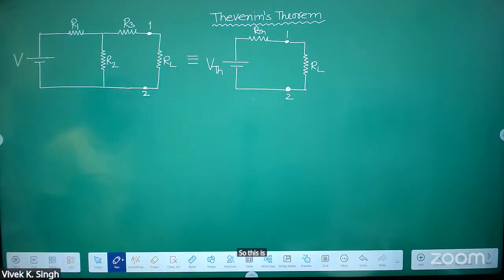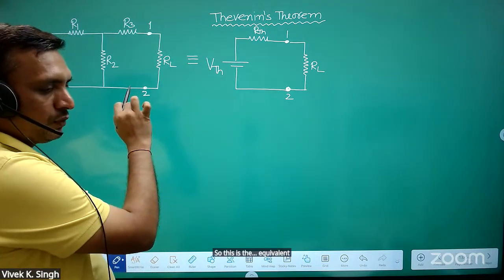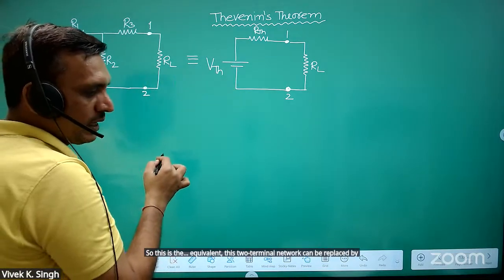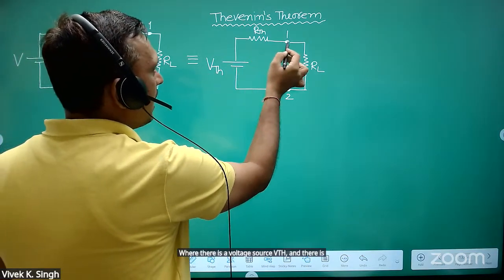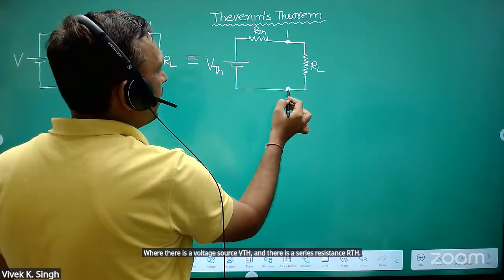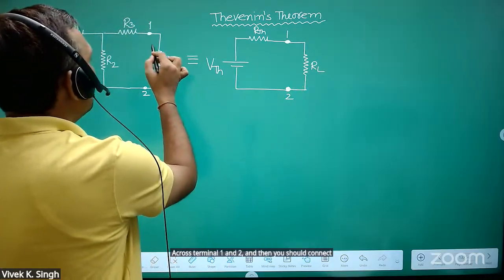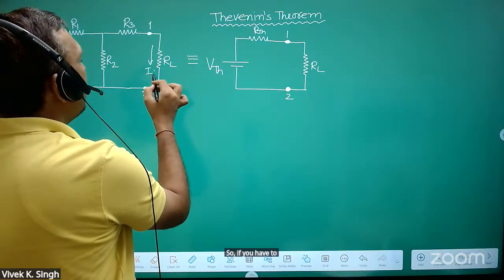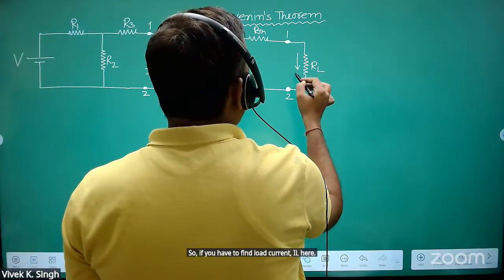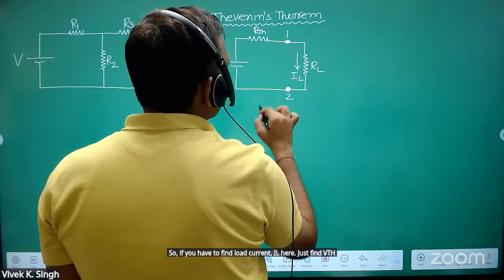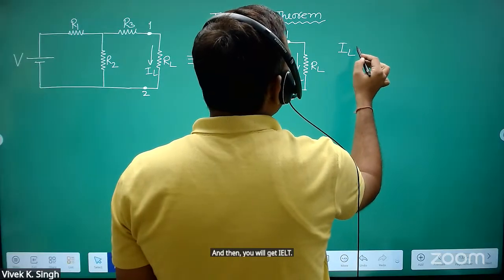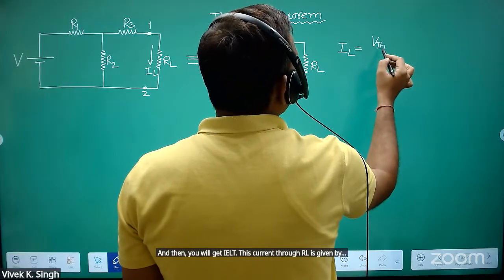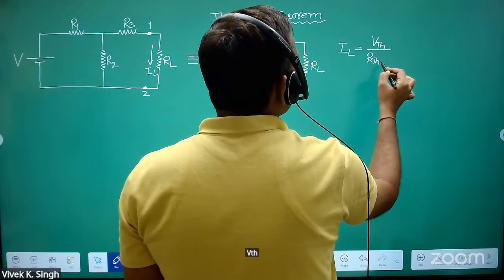So this is the equivalent. This two terminal network can be replaced by its equivalent circuit where there is a voltage source VTH and there is a series resistance RTH across terminal 1 and 2. And then you should connect this load. So if you have to find load current IL here, just find VTH and RTH, and then you will get IL. This current through RL is given by VTH by RTH plus RL.